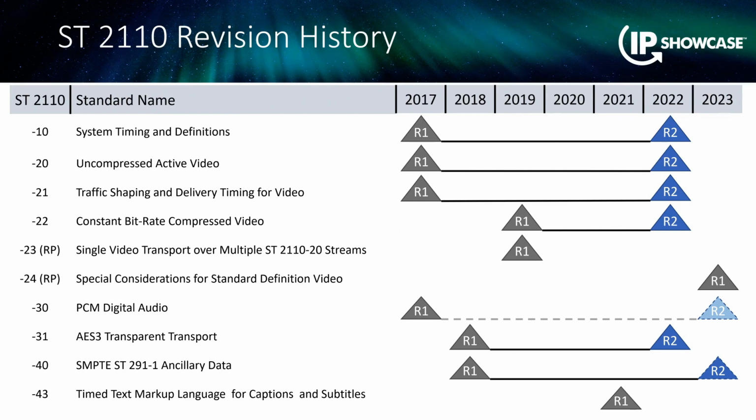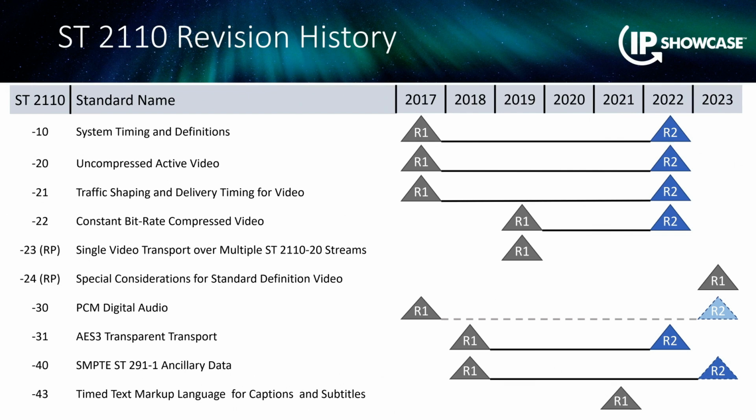You'll also see some that were introduced a little bit later. You'll see that we had 2110-31, which was first introduced in 2018. That was a spec to move AES audio, AES3 audio, completely intact across an IP network. We have 2110-40, which is the all-important ancillary data. And again, those have both been updated in the last 2 years. Down at the very bottom, you see a new spec, 2110-43. We won't talk about that too much, but that is time text markup language.